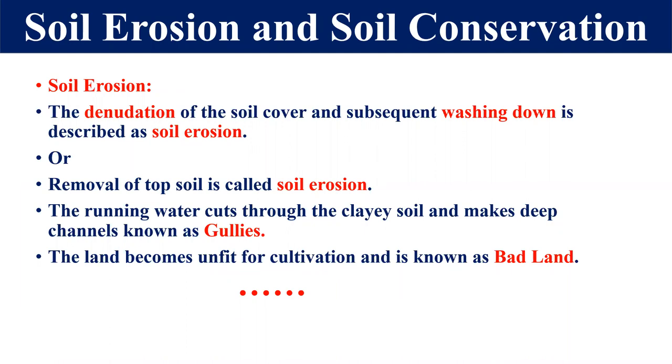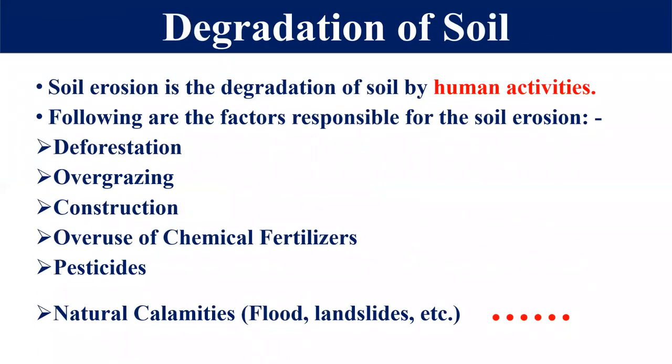So my dear student, whenever soil erosion is done, the soil becomes infertile and unfit for cultivation. That's why the land becomes bad land, and sometimes barren land, which is not fit for cultivation. Right, friends? Hope this is clear to all of you. So due to this, our soil is degraded again and again, and the basic reason for this degradation is also human activities.